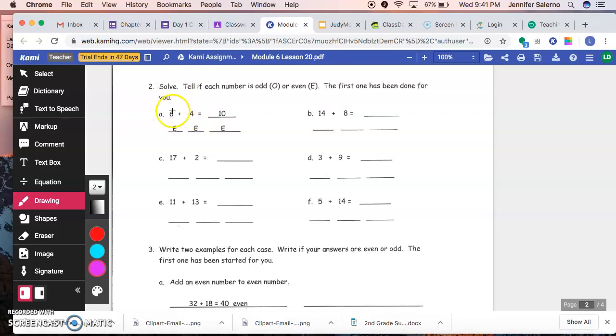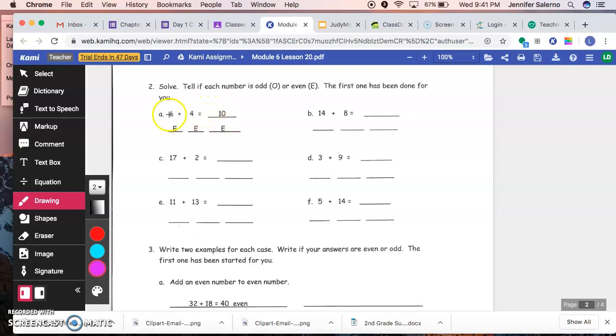So you have to tell, they're giving you the problem. You have to fill in the sum, which is the answer. And then underneath, you're writing E if those numbers are even, and you will write O if those numbers are odd. Okay? So 6 we should know is even, 4 is even, 10 is even. Now remember, with two-digit numbers, you need to look at the number in the ones place to tell if that number is an even or odd number.